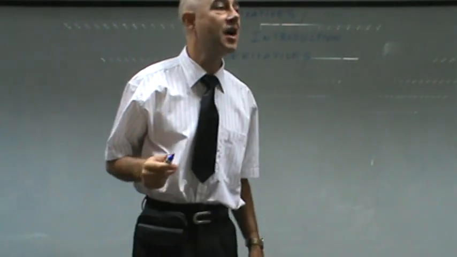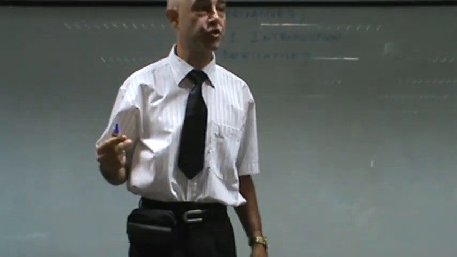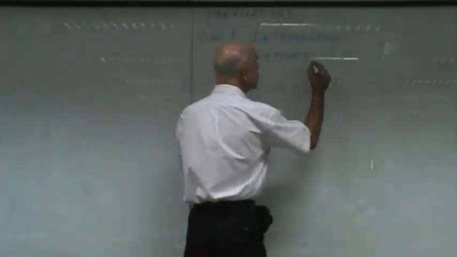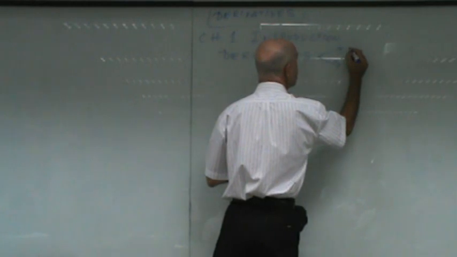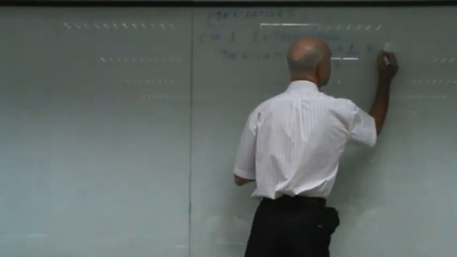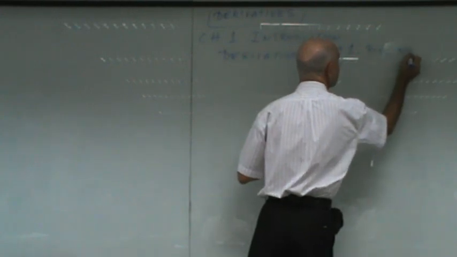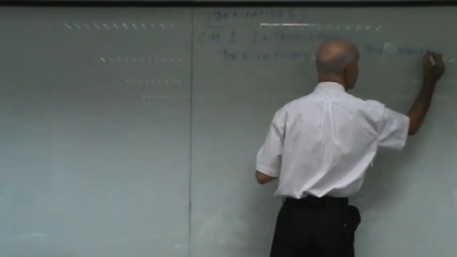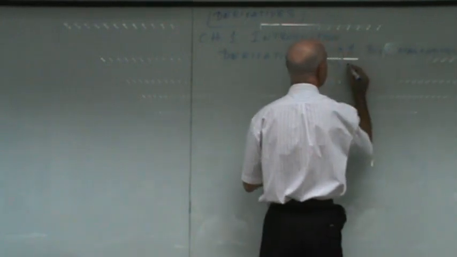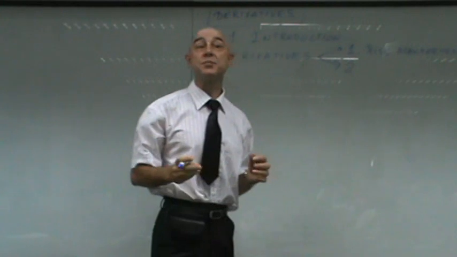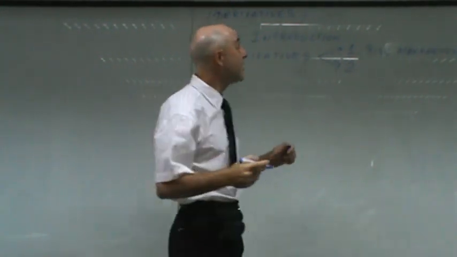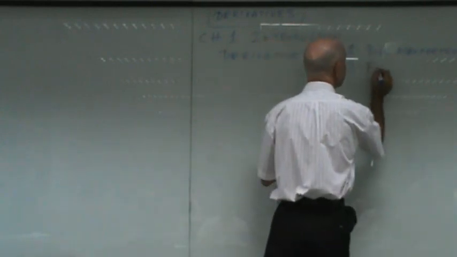Derivatives are financial instruments used in two primary activities. Number one is risk management. And the second primary activity is speculation, as in financial speculation.